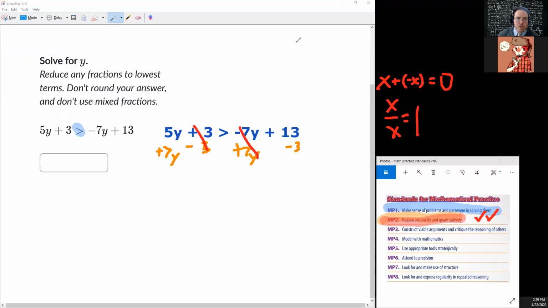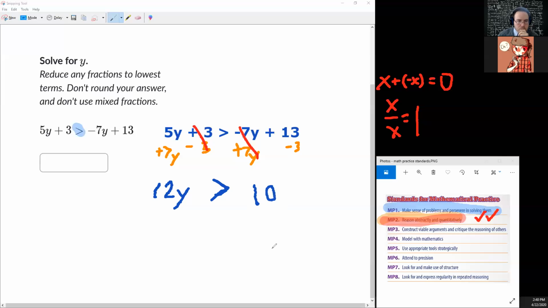So what we're left with, if you're curious why I was doing it in that way, that's my own intuition based on how many problems I've done. So the more you practice, the more you'll understand how to do them better. Well, 5y plus 7y is 12y. This makes 0. The greater than symbol is still there. So 12y is greater than, this made 0. So 13 minus 3 is 10.